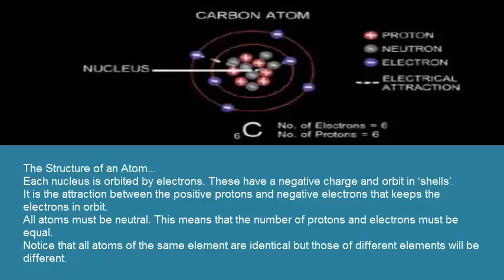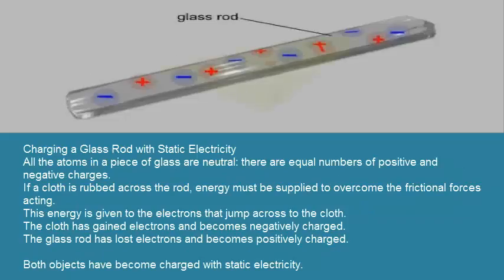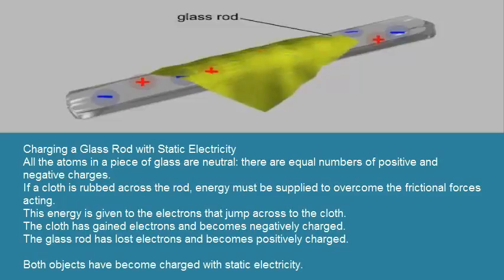Notice that all atoms of the same element are identical, but those of different elements will be different. All the atoms in a piece of glass are neutral. There are equal numbers of positive and negative charges.